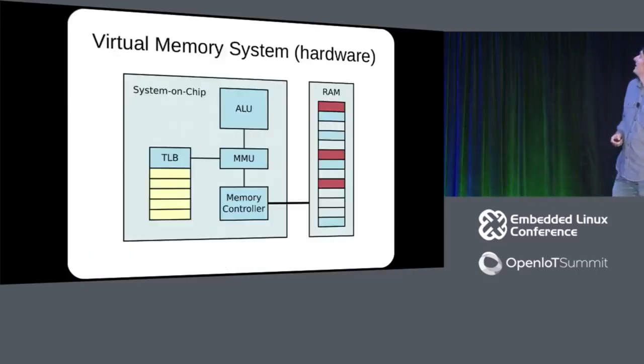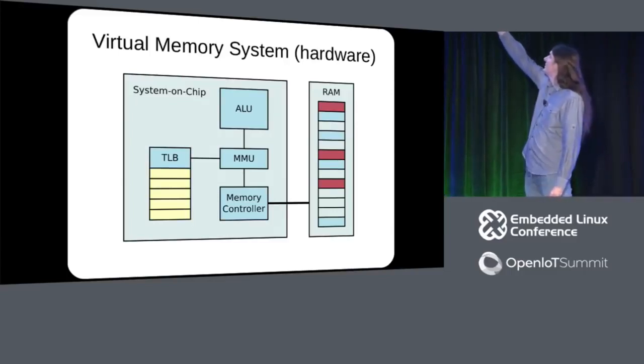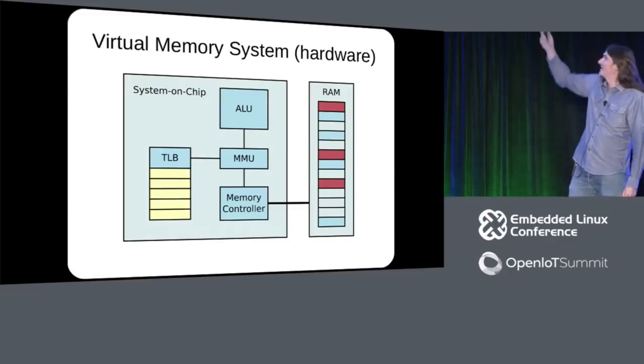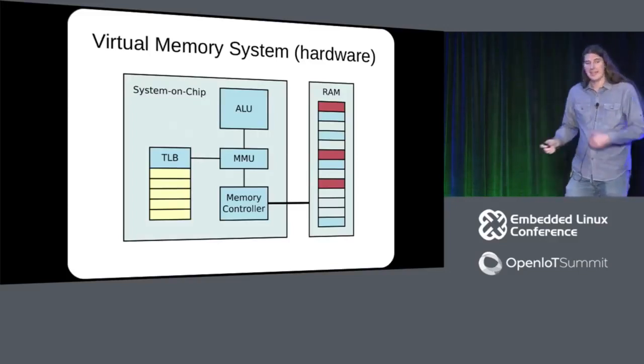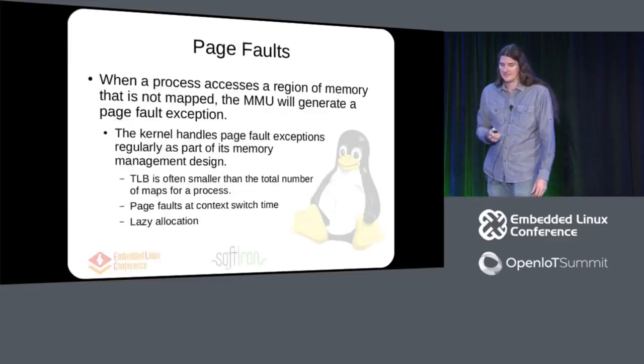So going back to our memory system picture here, just as a refresher, we have the ALU, the MMU, and the TLB. So remember, the TLB is what's consulted by the MMU and has all of the mappings between virtual and physical address space.